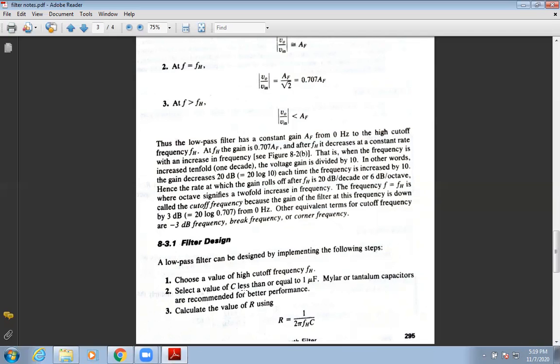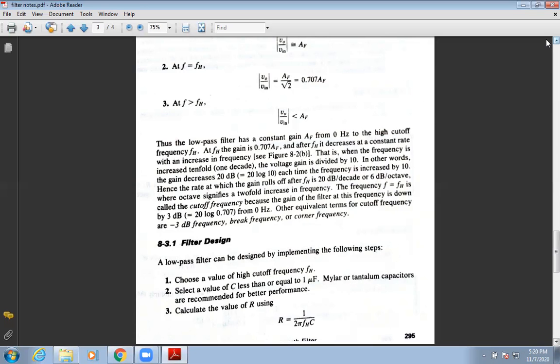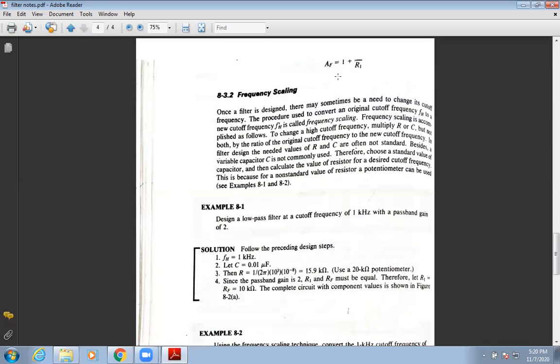Now using the value of C and the cutoff frequency fH, calculate the value of R using the formula R is equal to 1 upon 2 pi fH C, or we can say fH is given by 1 upon 2 pi R C. We have the value of fH, and we have the value of C, which is selected by us, less than or equal to 1 microfarad, so we can calculate the value of R. Then AF is equal to 1 plus RF by R1.